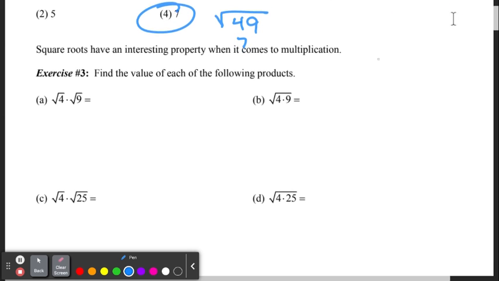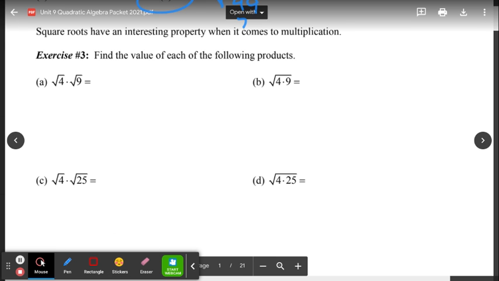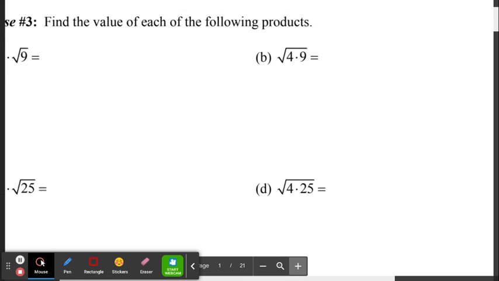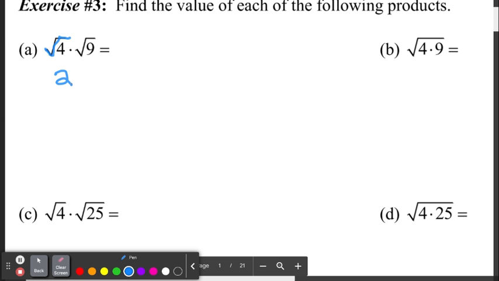So exercise number 3. Square roots do behave a little bit differently. You can do things in a different order and you still get the same answer. So let's take a look at part A and B. Let me see if I can zoom in a tiny bit. So the directions for this is find the value of each of the following products. So what I'm going to do for A is figure out the square roots first. I know the square root of 4 is 2. The square root of 9 is 3, and 2 times 3 is 6.